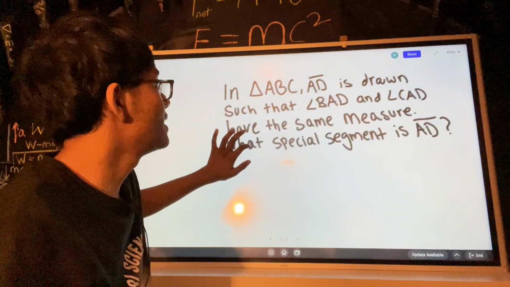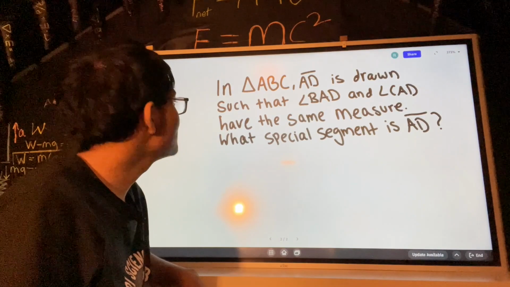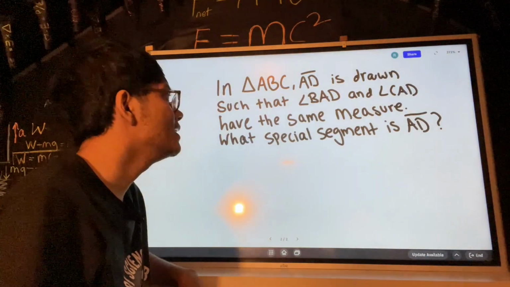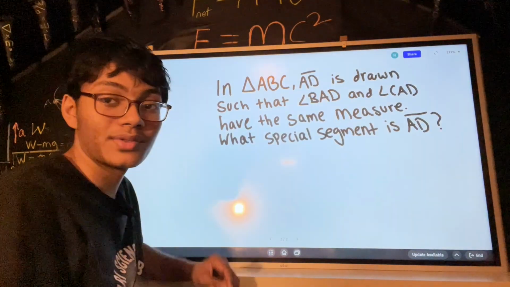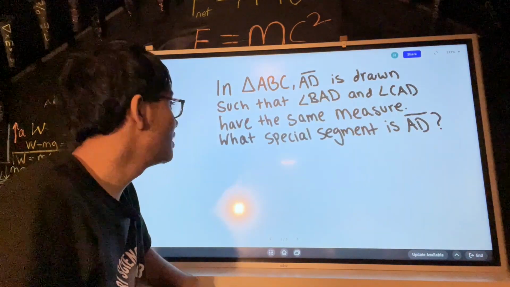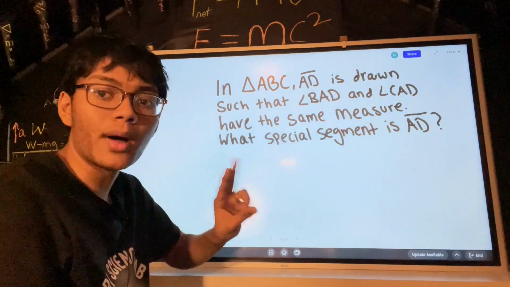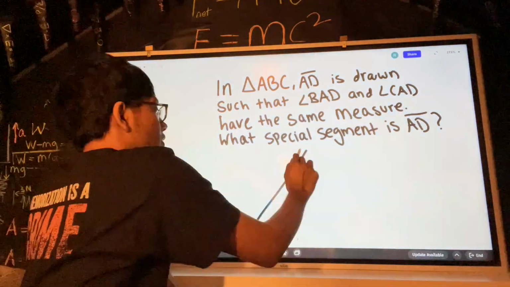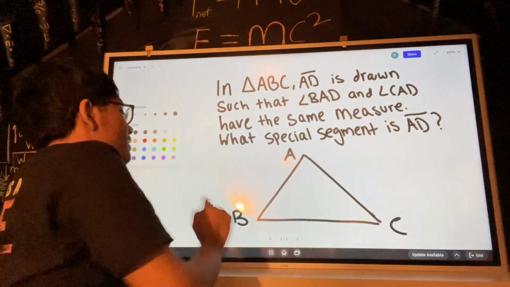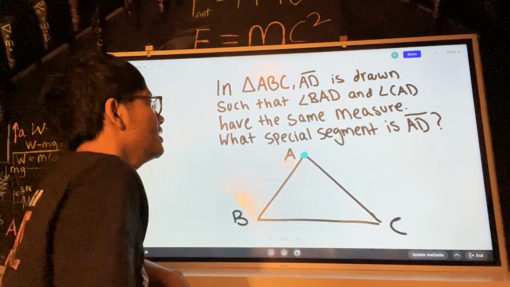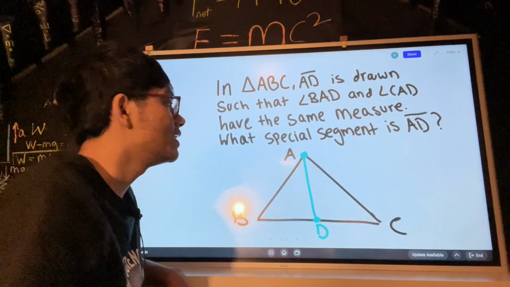Here's our next example. In triangle ABC, line segment AD is drawn such that angle BAD and angle CAD have the same measure. What special segment is AD? So this is pretty weird, right? I don't know what this is saying, so I gotta convert this to pictures. Remember, draw a picture. So let's draw a picture of the scenario. We have a line segment AD. So what does AD look like? Well, that's gonna start from vertex A, and it's gonna be a line something like this. So that's AD. Hopefully you can see AD.